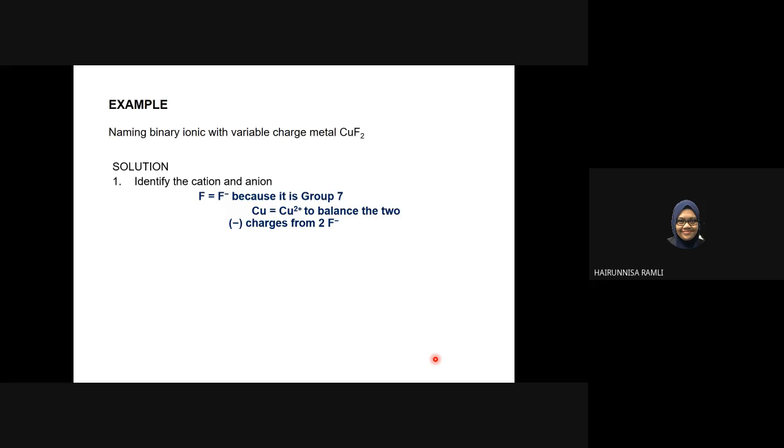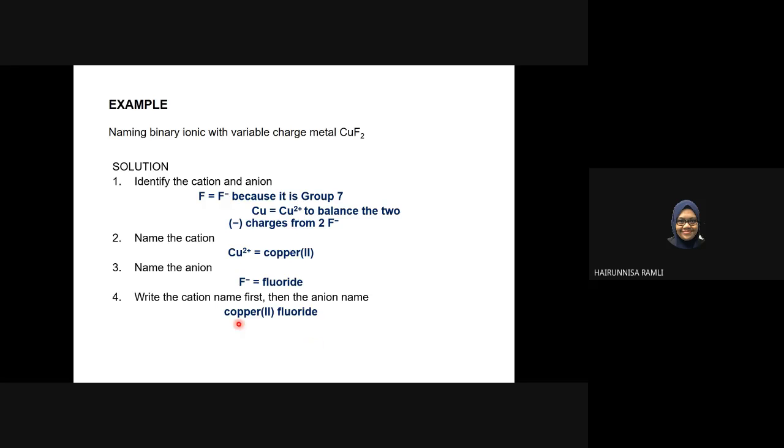F has a charge that is invariant, F minus. So when they make CuF2 here, Cu is Cu2 plus. Cu, because it has copper 2 and copper 1, so you have to add copper 2 fluoride. There must be two of them.